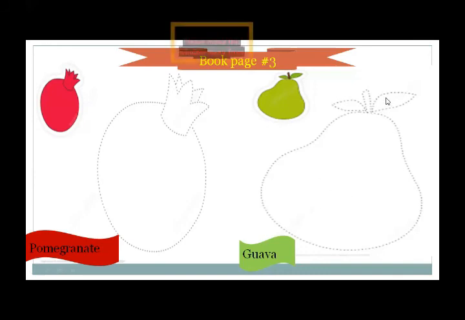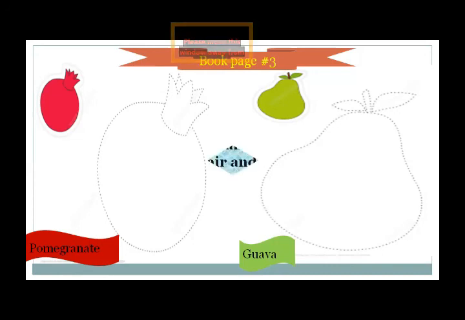Now this is the leaf of the guava, and the leaf color, as all of you can see in this picture, will be green, and the stem of the guava will be brown. I hope all of you got it.